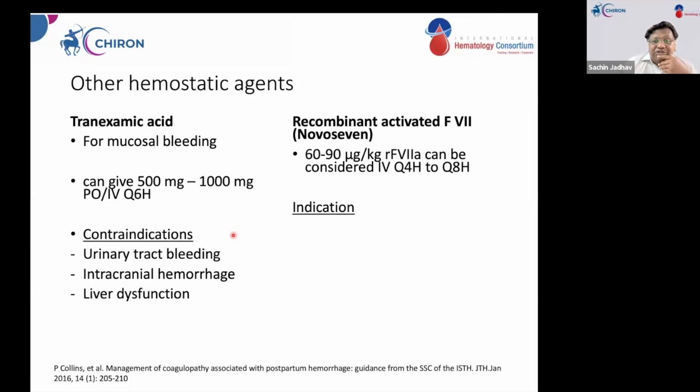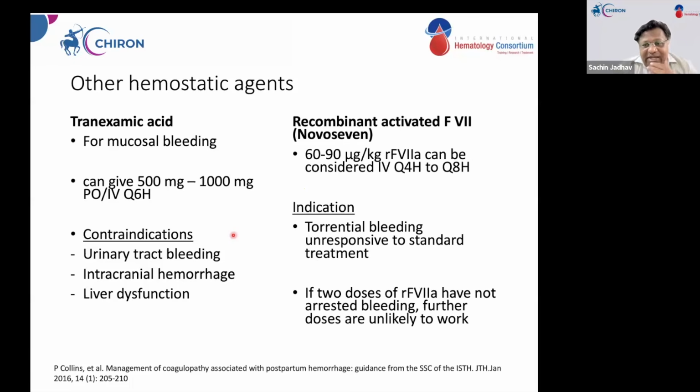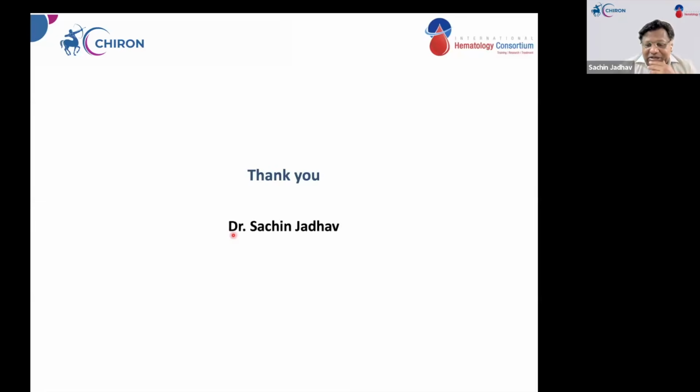You have to give it Q4H, Q8H, but it can be used in an emergency to stop torrential bleeding when it's not responding to your FFP, etc. However, after 2 doses, if the bleeding doesn't stop, even this will not work. So this is my practical overview of coagulation and bleeding for all of you. I'll be happy to take questions.